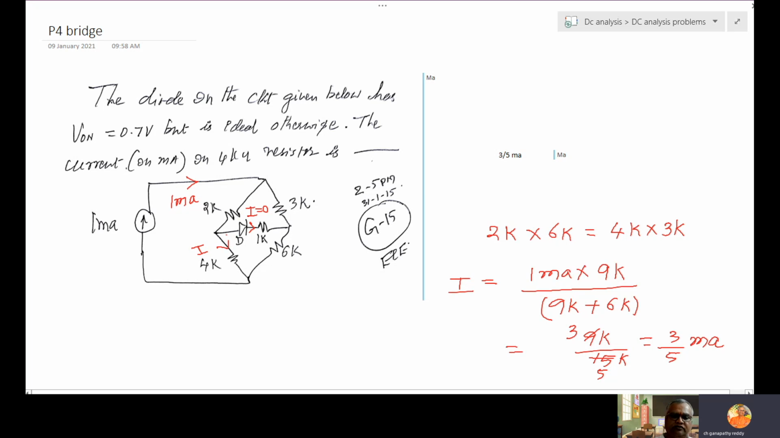Because bridge is balanced, diode is open, this path is open, current is 0. So 2K, 4K series. 3K, 6K series, this 1 milliampere is dividing between two parts. So simply use the current division and find out.